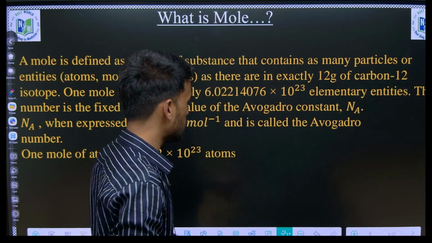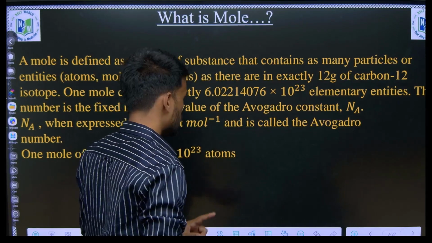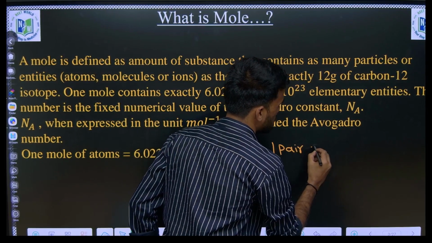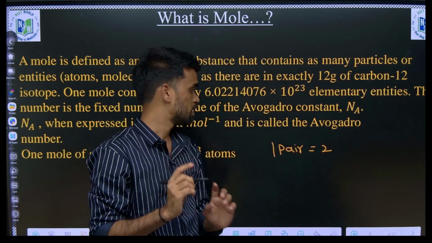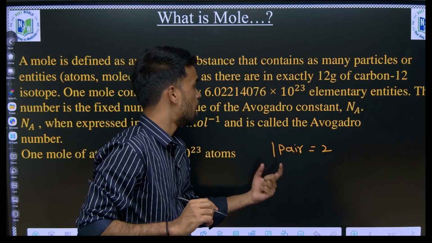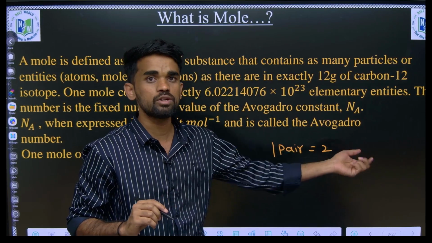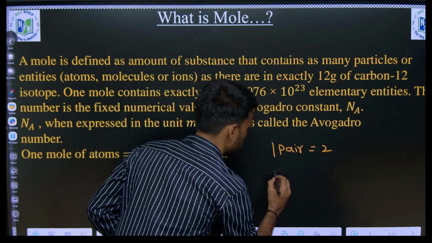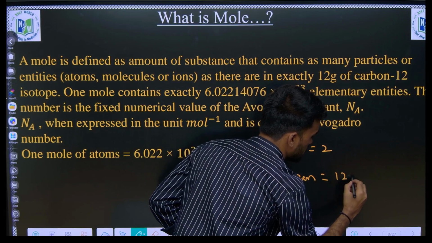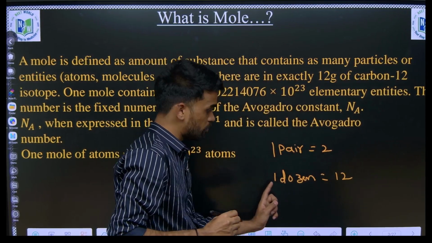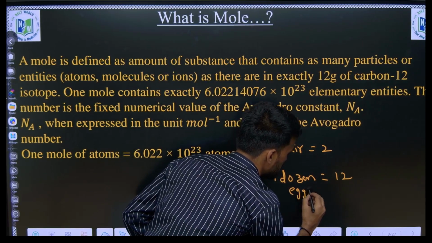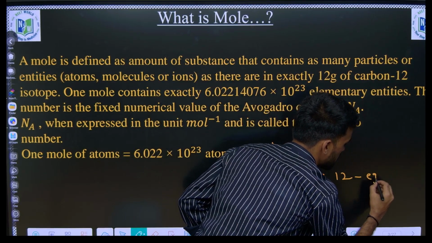For example, if we go to a market and I say one pair, what do we mean by one pair? One pair means two in number. If I say one pair of shoes, it will be two shoes. If I say one dozen apples, it will be 12 apples, right? If I say one dozen eggs, we are considering 12 eggs, right?